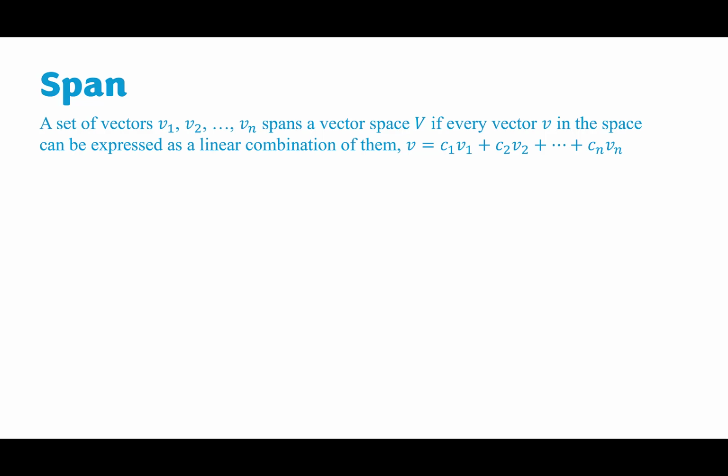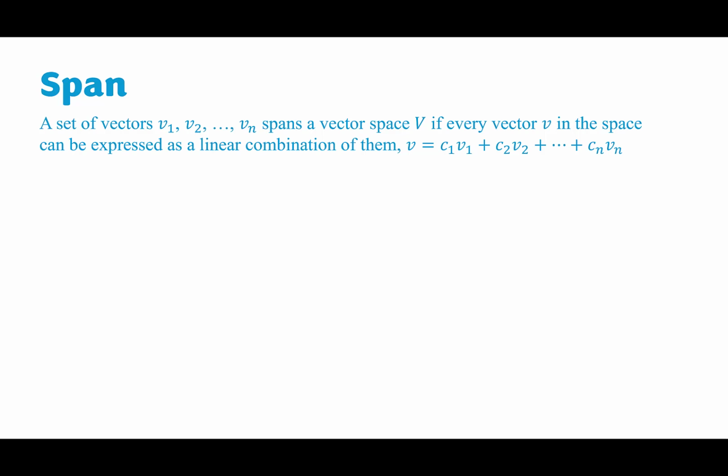So if any vector v in your vector space can be written as a scalar multiplication and addition of your vectors, then we say that those vectors span your whole vector space, right? Nothing is left out. There are no vectors in your vector space that are left out when you scale and add up all the vectors you're considering. So if those vectors span the space, then it gives you everything in that vector space.